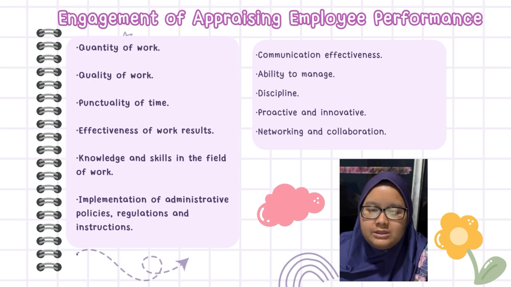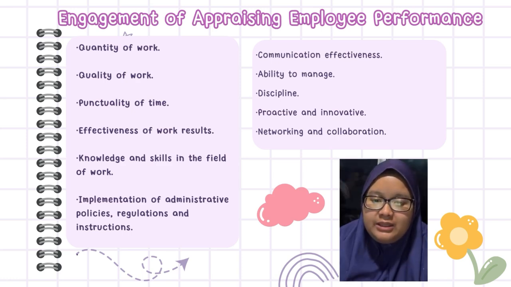Communication effectiveness. Employee must be able to convey meaning, opinions, understanding, or instruction in writing and orally, including the use of language that uses good grammar and presentation. Next, ability to manage. It shows the ability to control all resources in terms of finance, human resources, equipment, and information to plan, organize, divide, and control tasks to achieve the organizational objective.